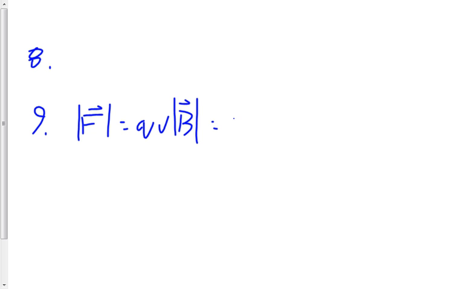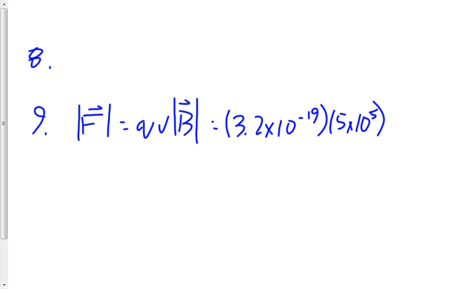It's an alpha particle, so we look on our data sheet and find the charge of that is 3.2 times 10 to the minus 19. The speed of it is given to me as 5 times 10 to the 5. And the magnetic field is 2 times 10 to the 1. And when we multiply those all together, we end up getting 3.2 times 10 to the minus 12.